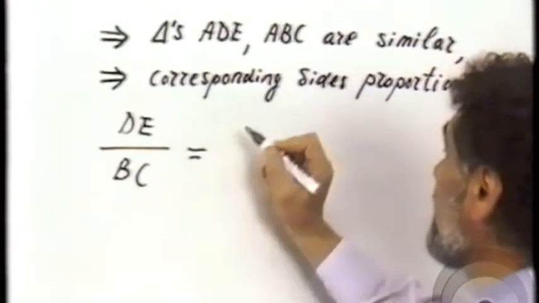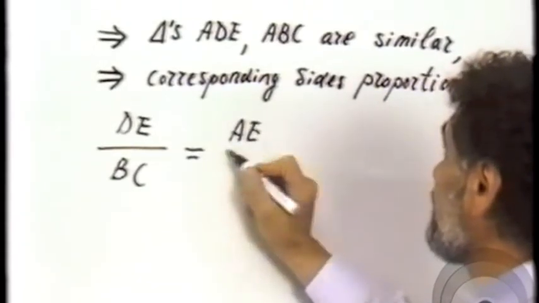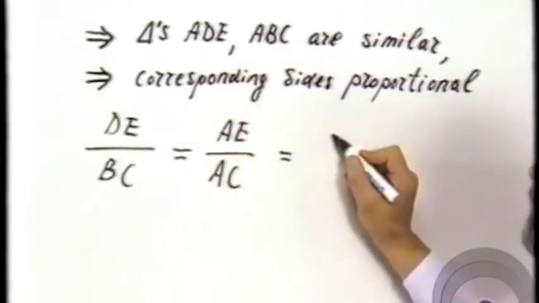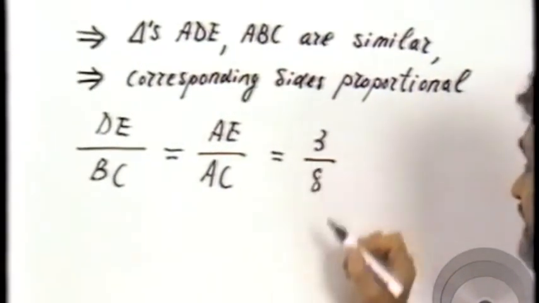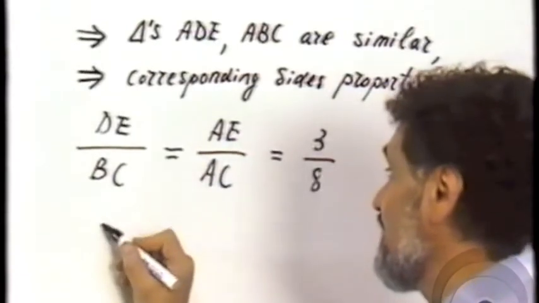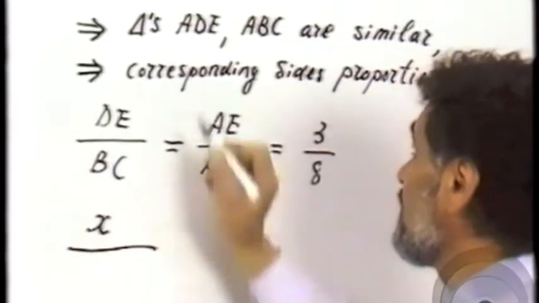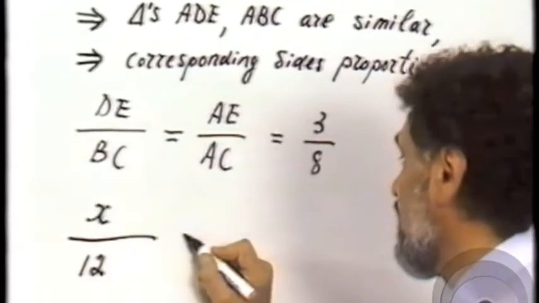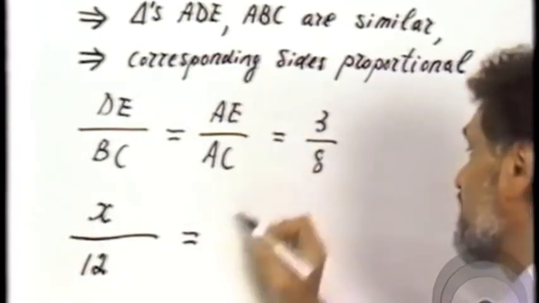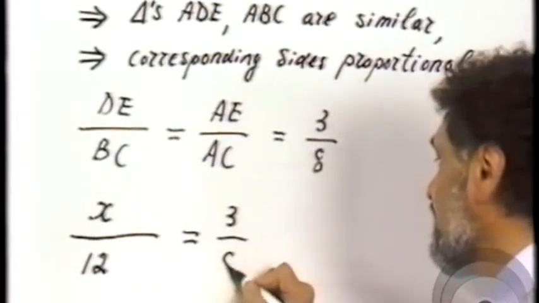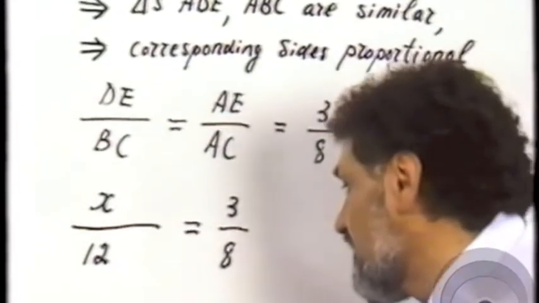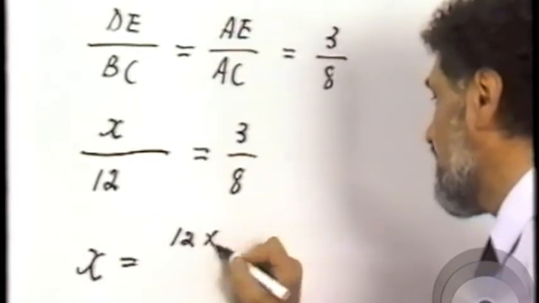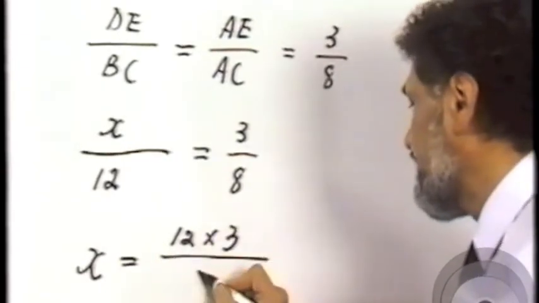It must be the same as AE is to AC, and we already know that that ratio there is 3:8. Now we can substitute DE is equal to X is to BC, which we know is 12 centimeters, so X is 12, must be the same as AE is to AC, which we know is 3:8. From this proportion, we can now evaluate X, which is equal to 12 multiplied by 3 and divided by 8.